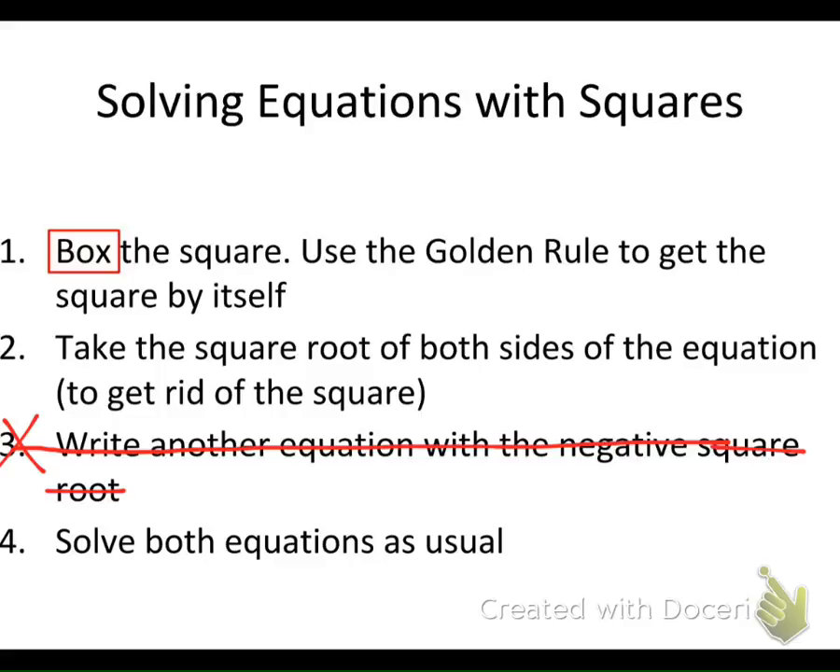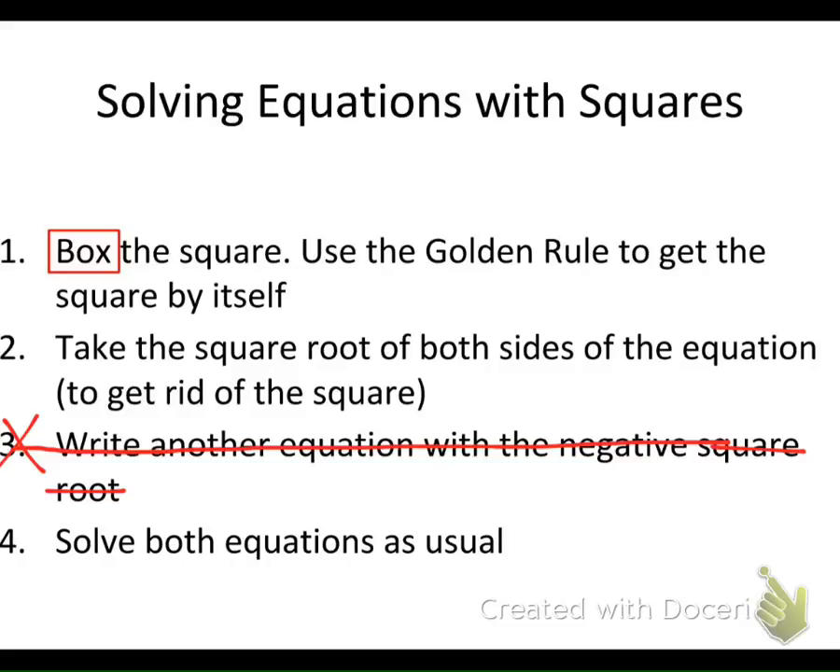So we're back. Solving an equation with squares is going to be almost identical to solving an equation with square roots. Step 1, instead of boxing the square root this time, you're going to box the square. Our rule is to get the square by itself. Step 2, take the square root of both sides of the equation. That's the inverse operation of square. That will get rid of the square sign. And then step 3, we're not doing.